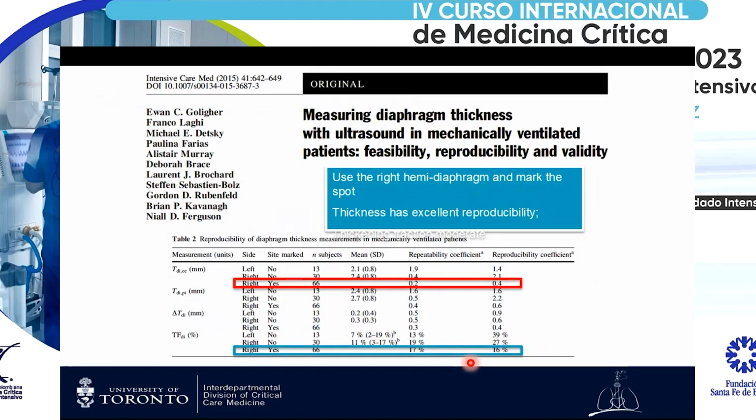So I'd say its thickness has excellent reproducibility. There's a little bit more error when we see thickening fraction, just because we're adding another degree of complexity there, but still reasonable reproducibility for thickening fraction in the right hemidiaphragm when measured in the same spot.